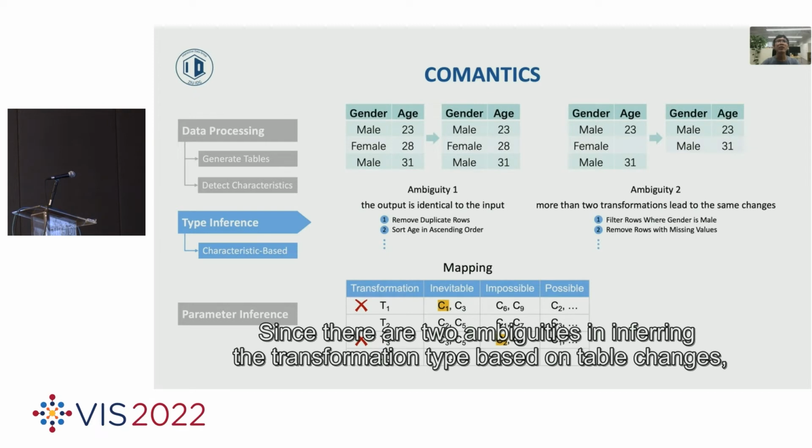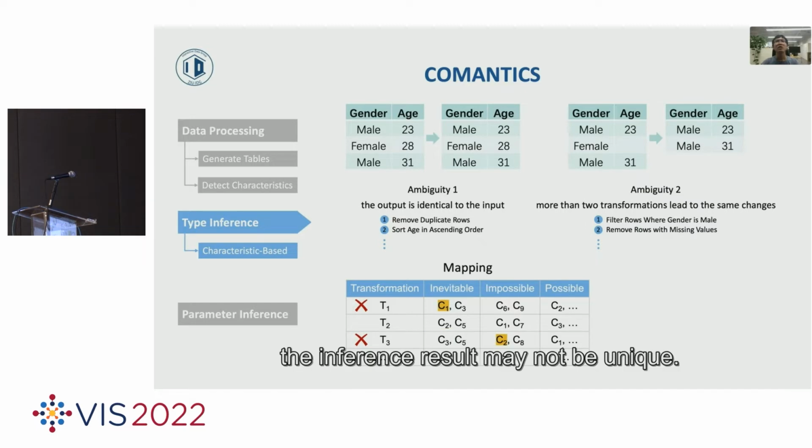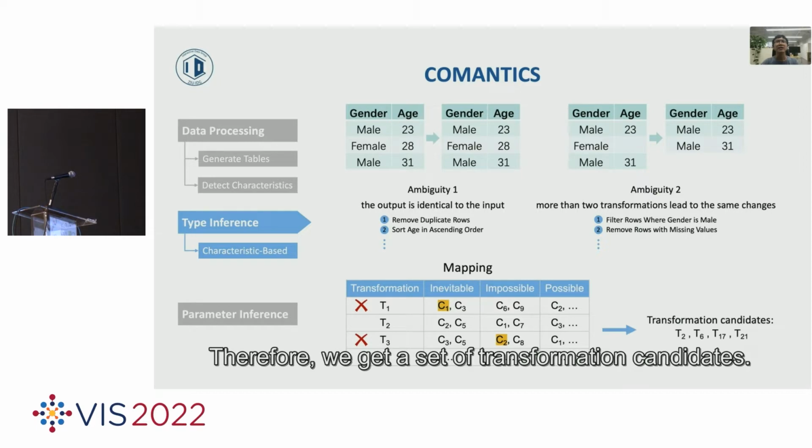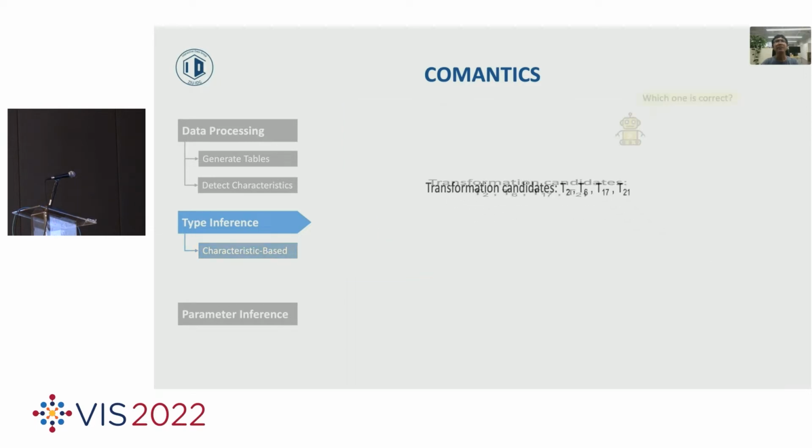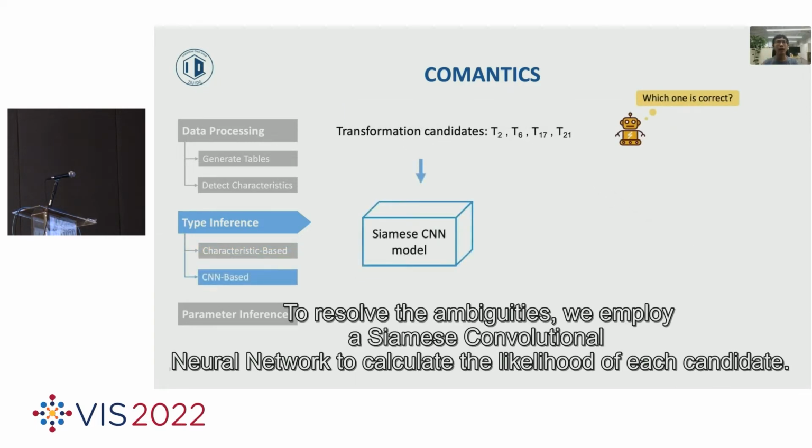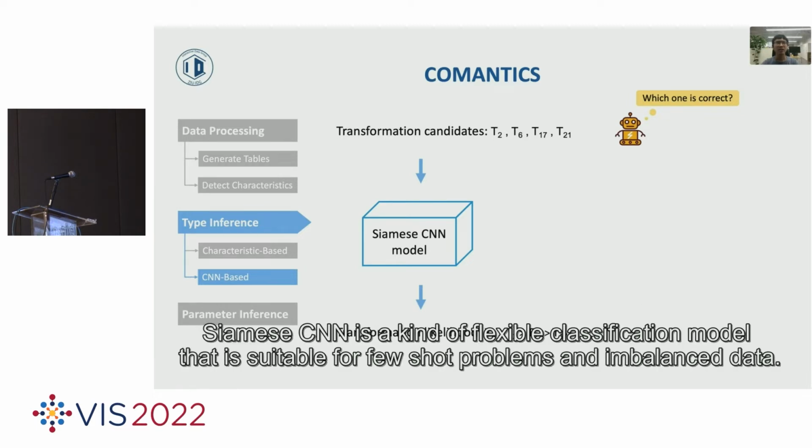Since there are 2 ambiguities in inferring the transformation type based on table changes, the inference results may not be unique. Therefore, we get a set of transformation candidates. To resolve the ambiguities, we employ a Siamese convolutional neural network to calculate the likelihood of each candidate. Siamese CNN is a kind of flexible classification model that is suitable for few-shot problems and imbalanced data.